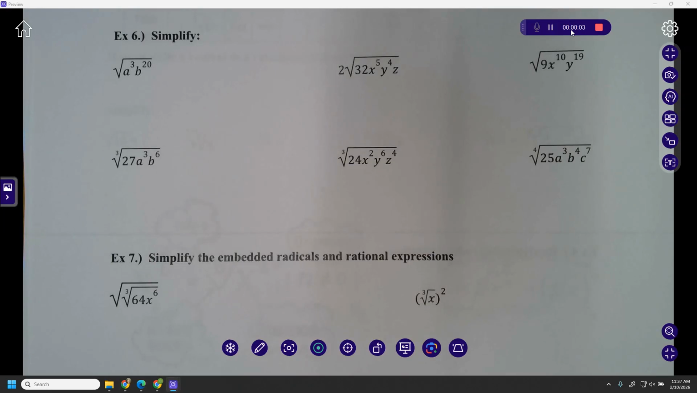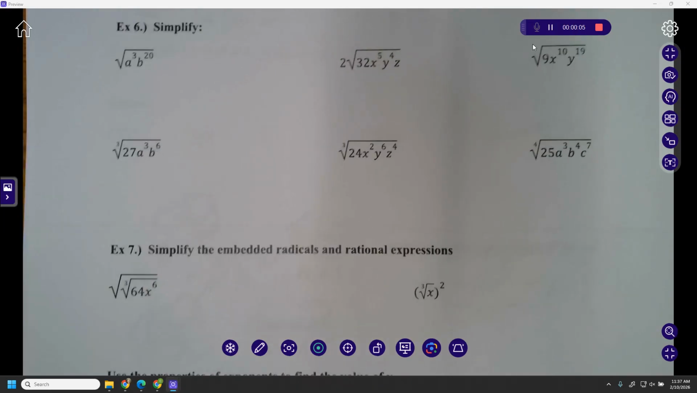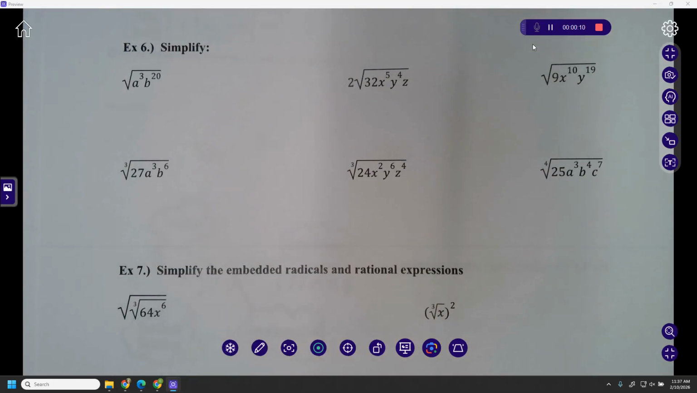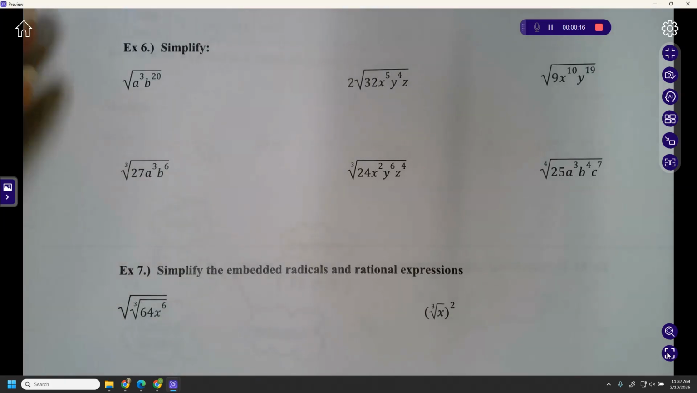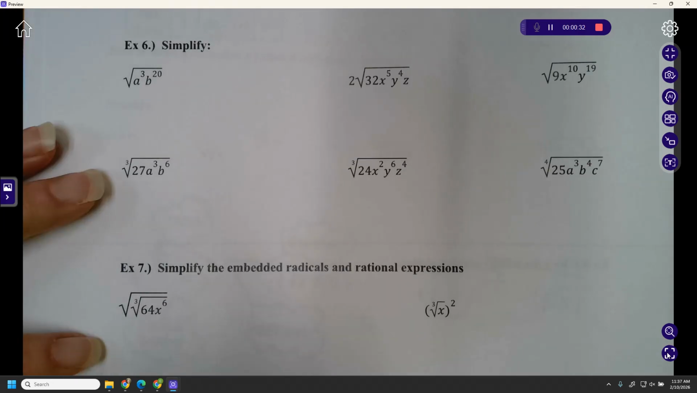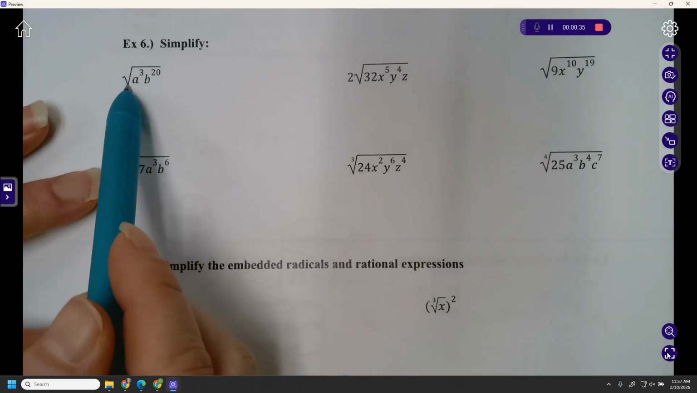All right, welcome back. So today we are in our 5-1 nth roots, and we are going to start where we left off last week with now moving on to simplifying. So when I'm simplifying radicals, what I want to be aware of is to pull radicals out, they have to be the same root as the exponent.